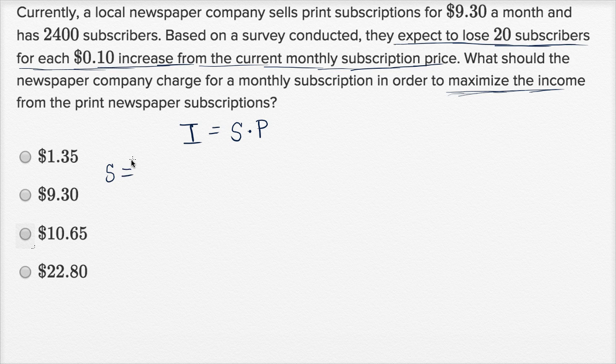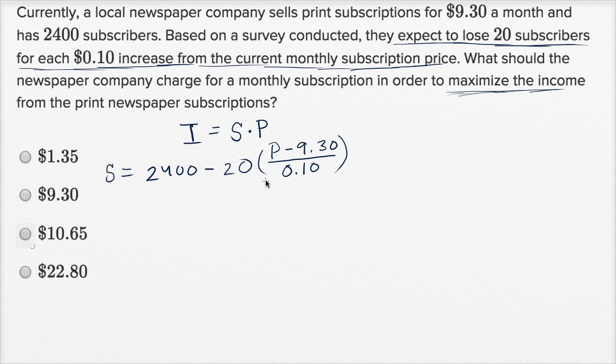So at the current price, we have 2,400 subscribers. But we're going to lose 20 subscribers, so I'm going to subtract 20 subscribers for every dime above $9.30. So let's multiply that. If we just take P minus $9.30, this would give us the absolute price increase, how much we've gone above $9.30. And if we want to figure out how many dimes we are above $9.30, we could just divide that by 10 cents. So this part right over here tells us how many dimes above our current price is P. And then for every one of those dimes, we're going to lose 20 subscribers.